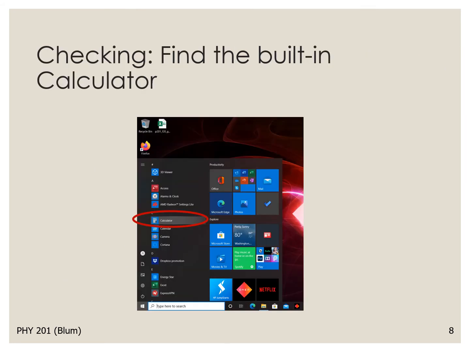So with this second example, we're going to also show you how to check it. Or if you want to think about it another way, we're going to show you how to get the answer using the calculator. So you can use this to check your answer, or you can use this to get your answer. So find the computer's built-in calculator. Just find the list of programs. The calculator will be under C.